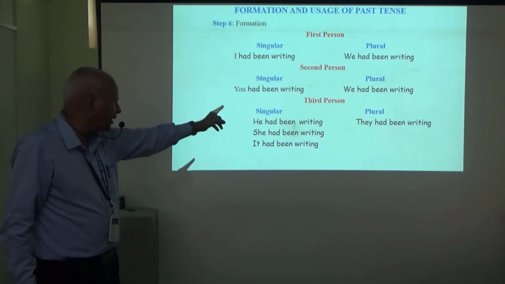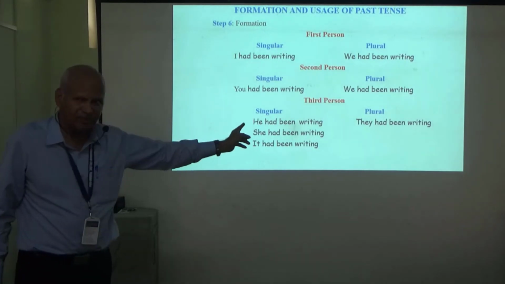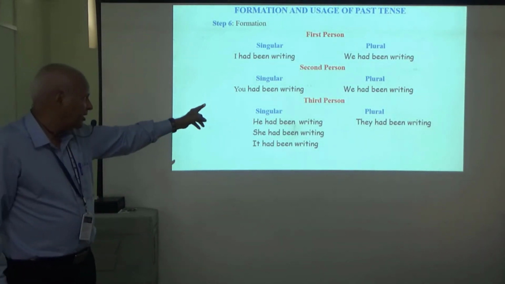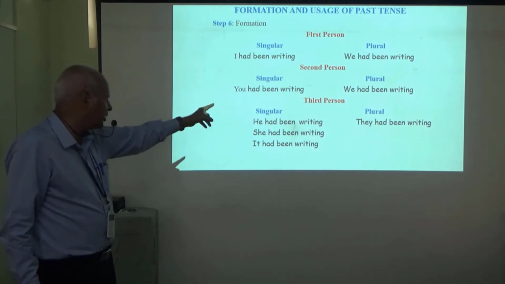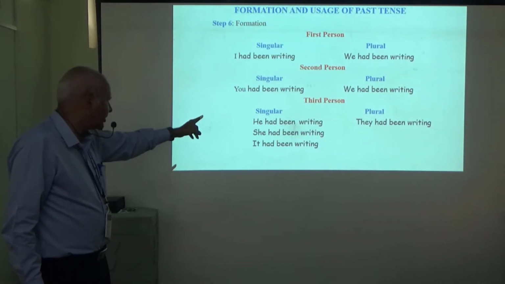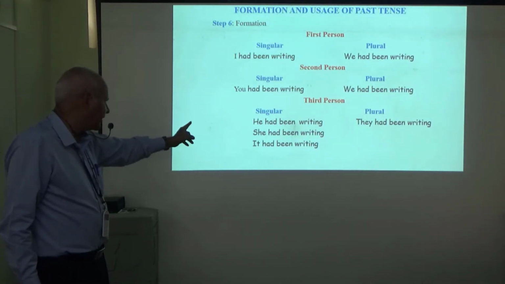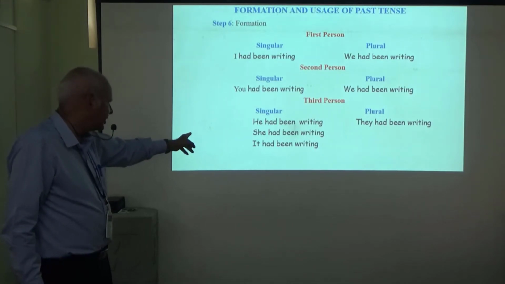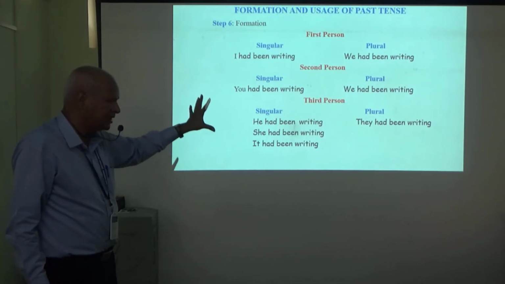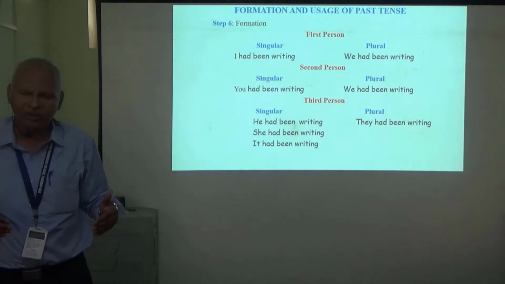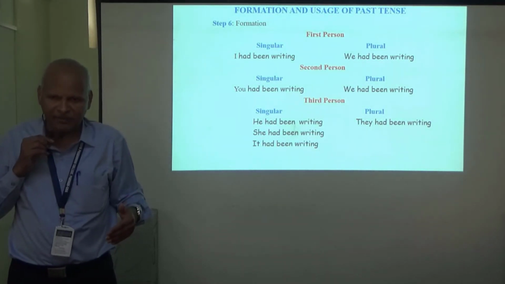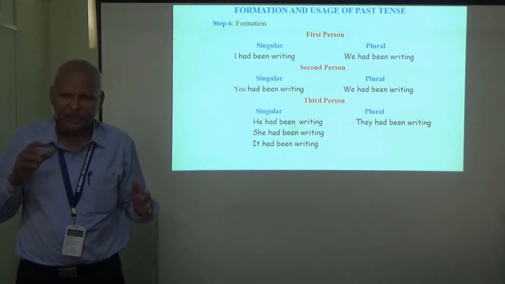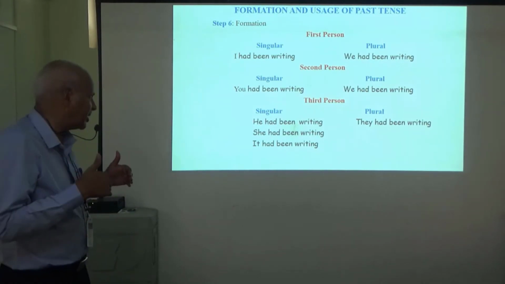We had been writing. Instead of you, it has come we again. So there, you had been writing. Third person, he had been writing. She had been writing. It had been writing. They had been writing. This is the formation. No doubt, when we see the final formation, we find it very simple.